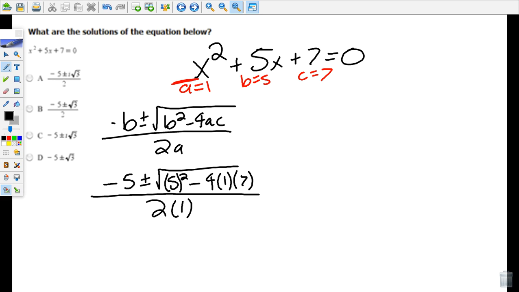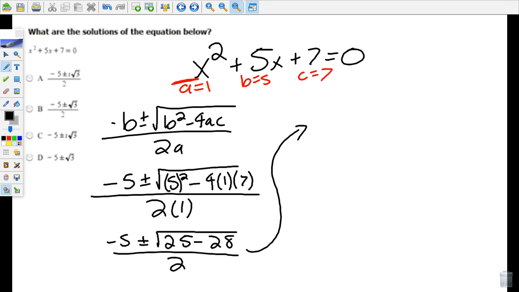Alright, now just to clean it up again. So we still have negative 5 plus or minus the square root. So 5 squared is 25. And then 4 times 1 times 7. 4 times 1 is 4. 4 times 7 is 28. All divided by 2 times 1, which is 2.